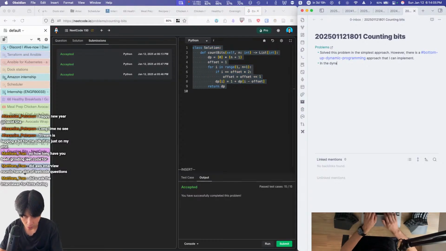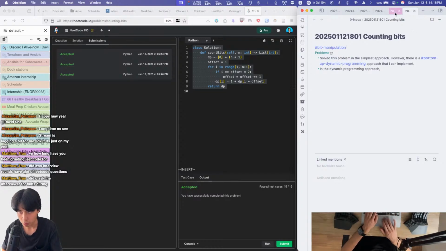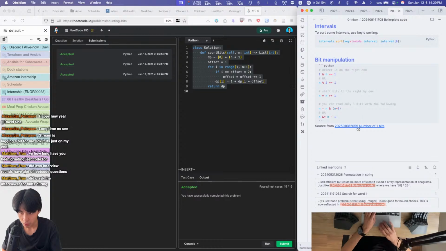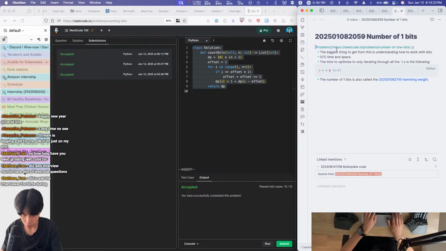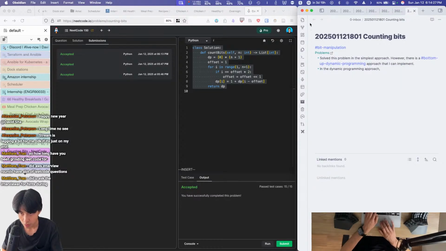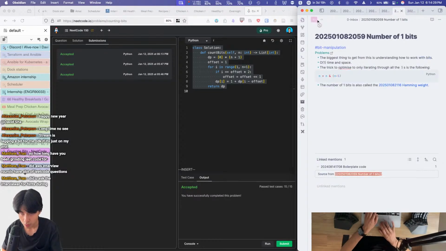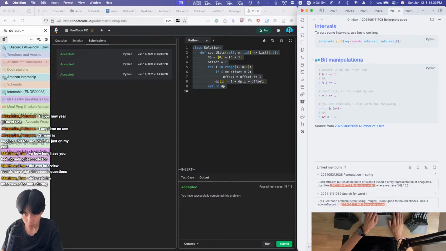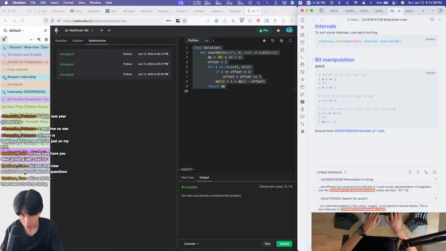In the dynamic programming approach, so this is still bit manipulation. The bit manipulation, number of 1 bits, I should also say. Bit manipulation should also make a bit manipulation tag here.